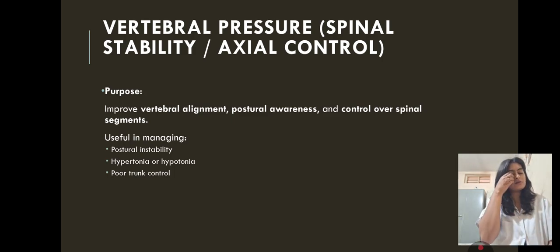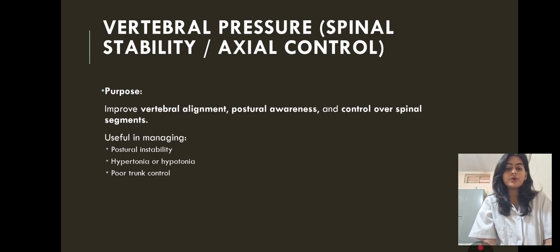Now what is vertebral pressure? That is spinal stability or axial control. The purpose of the vertebral pressure is to improve vertebral alignment, posture awareness, and control of spinal segments, and it is useful in managing postural stability, hypertonia or hypotonia, or if the patient is having poor trunk control.